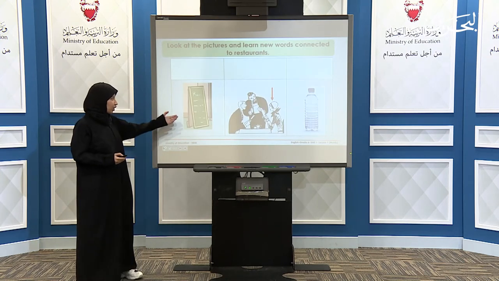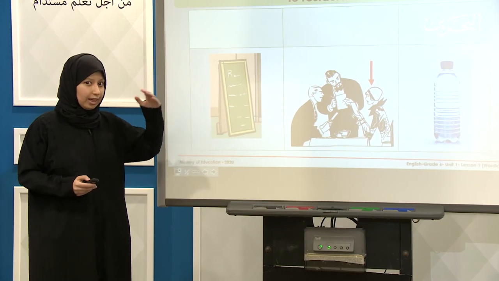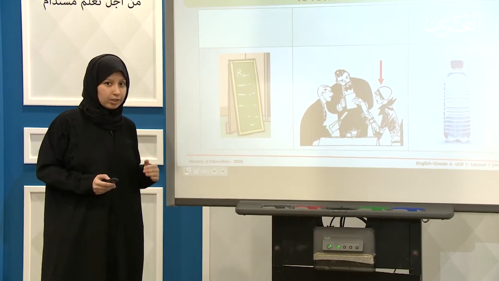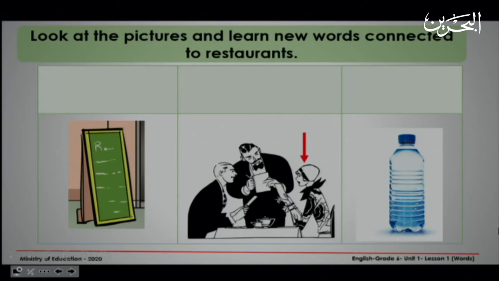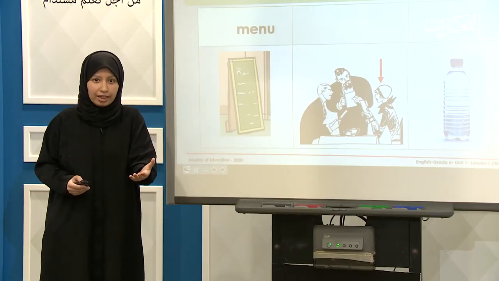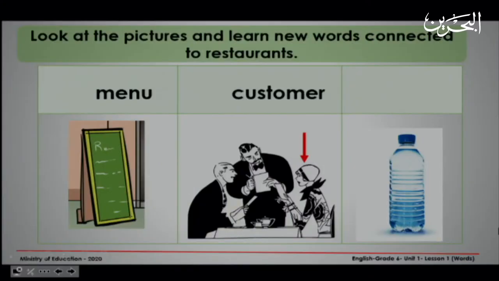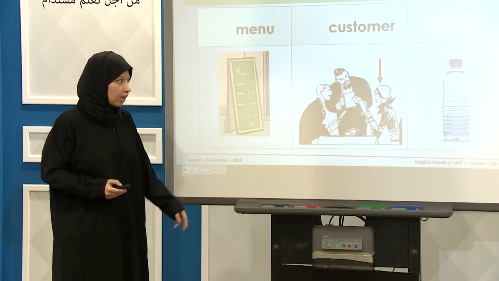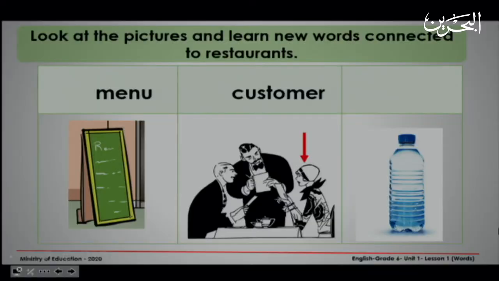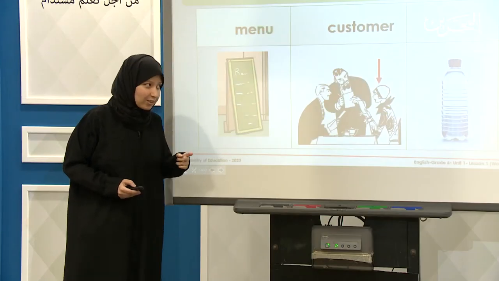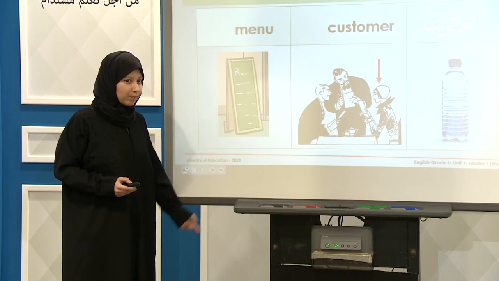Okay, the restaurant provides you with a list of meals and a variety of food. This list of delicious food is called a menu. Can I have the menu, please? Here you are. Thank you. The person who makes the order is called a customer. And if they were two, we add s. It becomes customers.